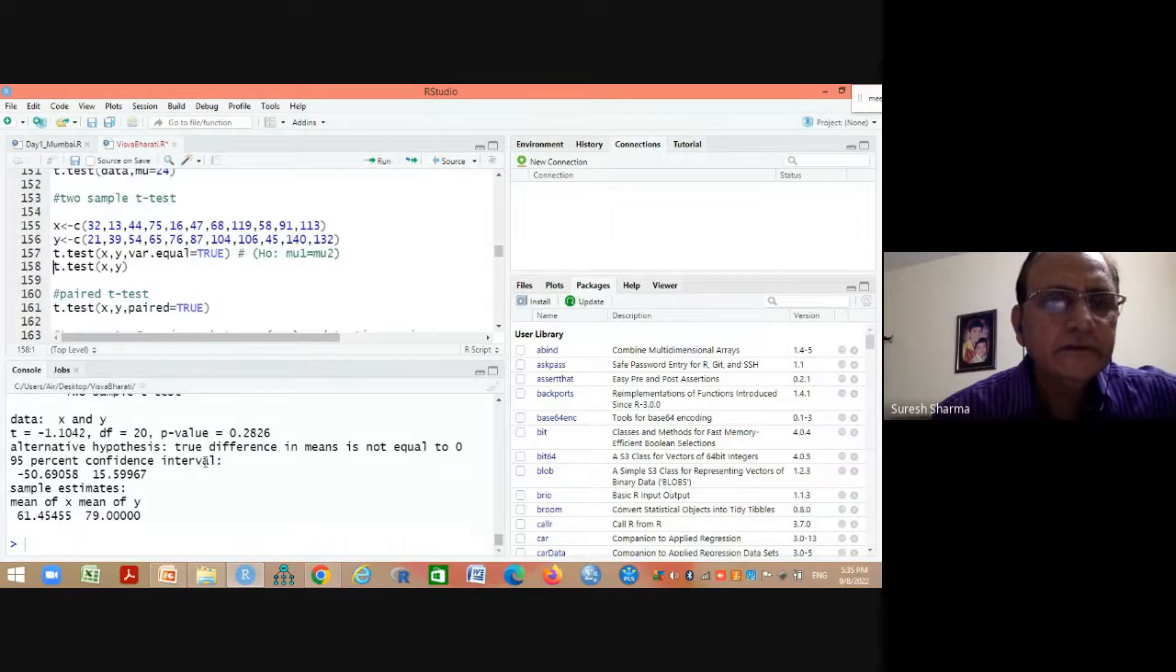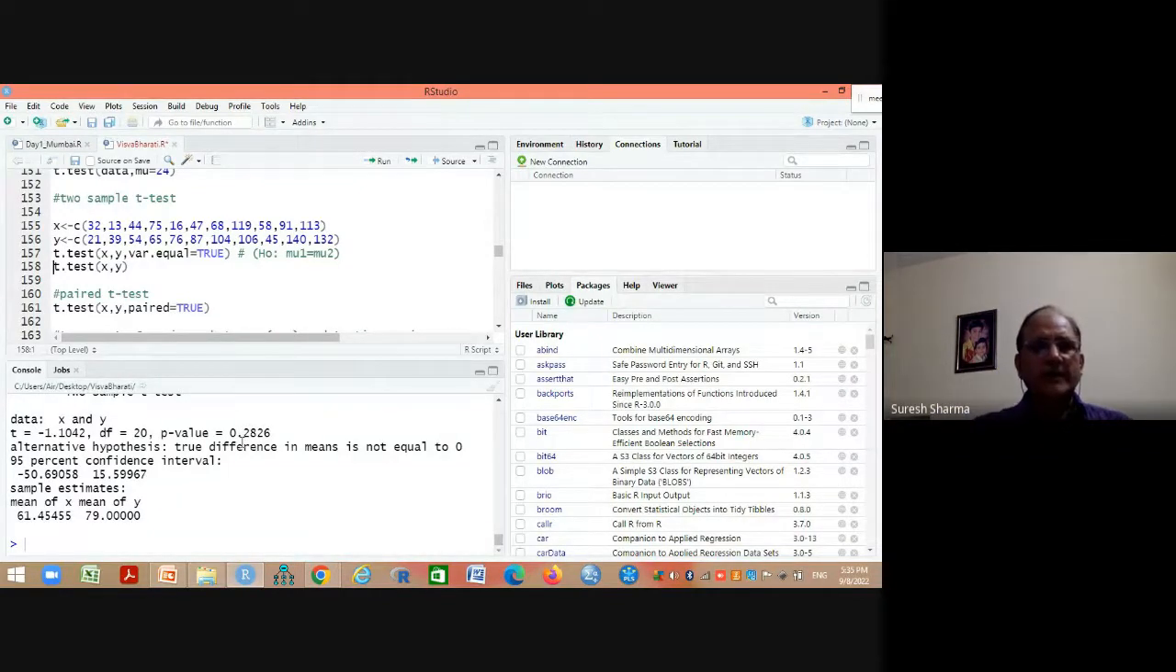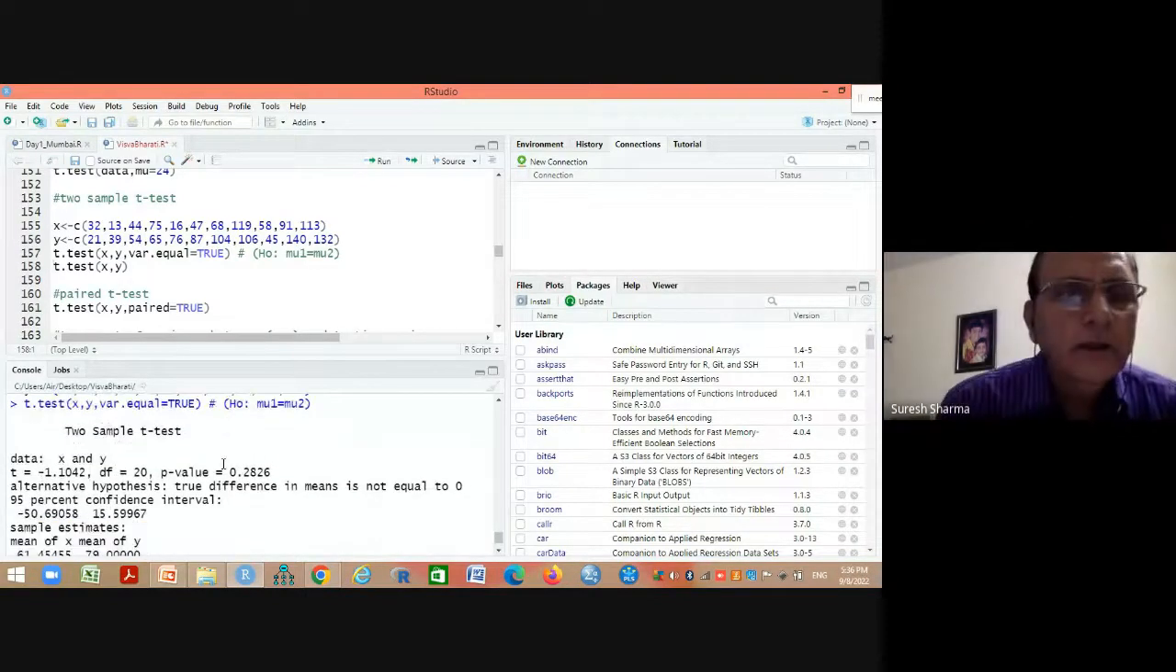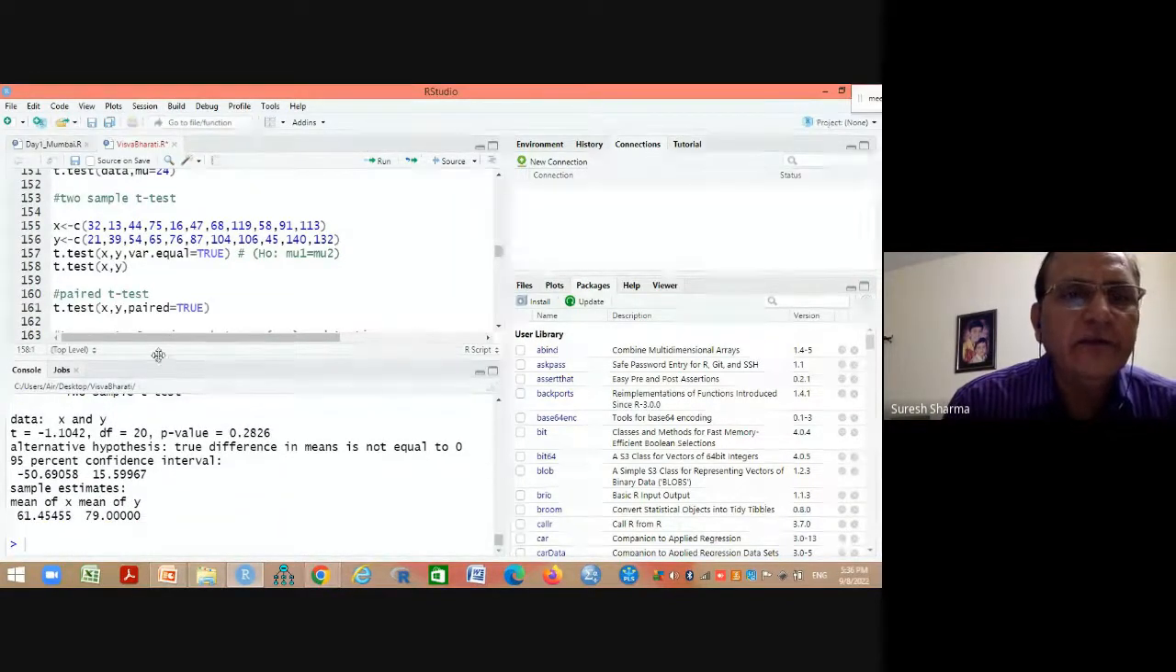The p-value is coming out to be non-significant. Because the p-value is non-significant, that means there is hardly any difference between the weights of X and Y. Hardly any difference between the weights of X and Y. But this is by assuming that the variances of these two are equal. But it may not be.